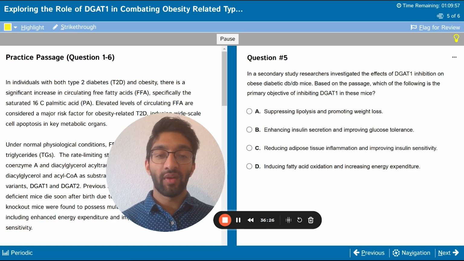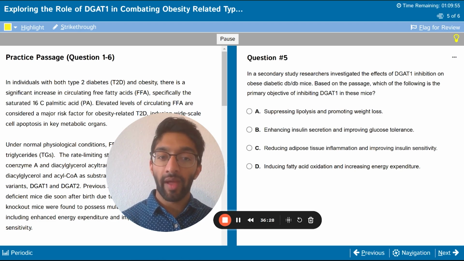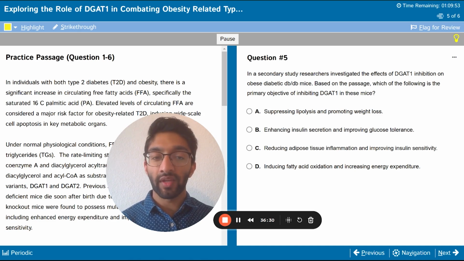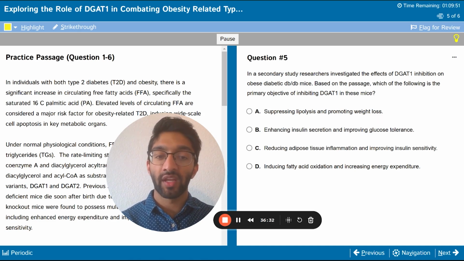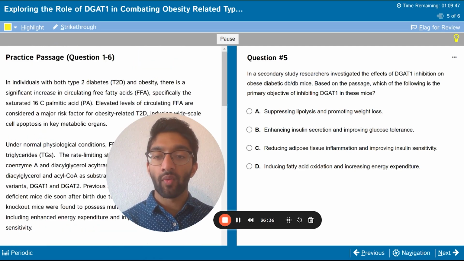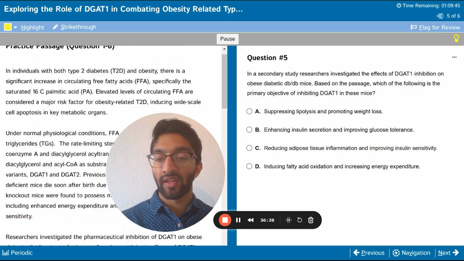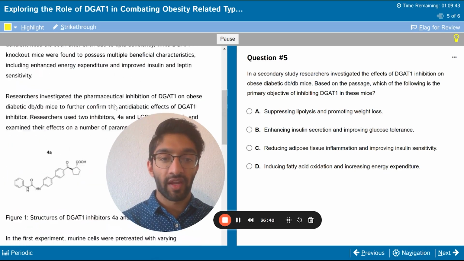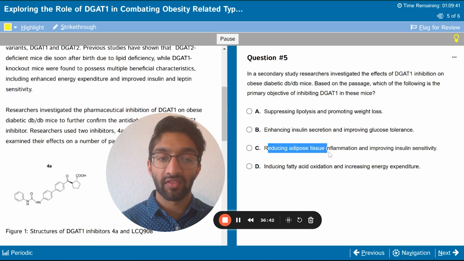And secondly, once again, was this ever mentioned in the passage? I don't think so. We never talked about how DGAT1 could actually affect insulin secretion. It was never mentioned. All we know is that DGAT1 has something to do with cells and that it will reduce the amount of cells dying. And that's exactly what C is talking about.